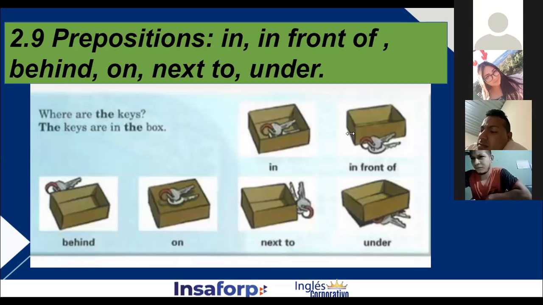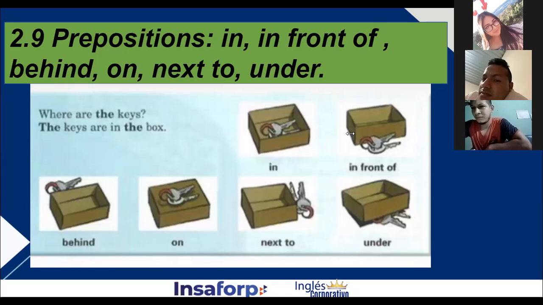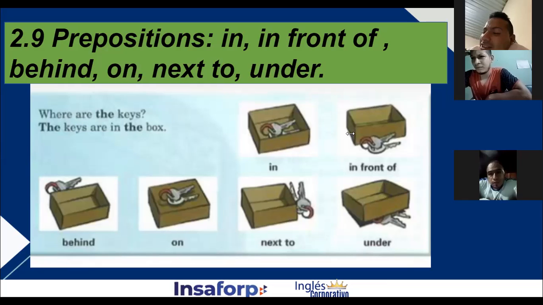Where do you live? I live behind the gas station. Perfect. Jennifer Martinez, where do you live? I live in front of the curb and the school. Okay, perfect. Jason, where do you live? I live in under grocery store.